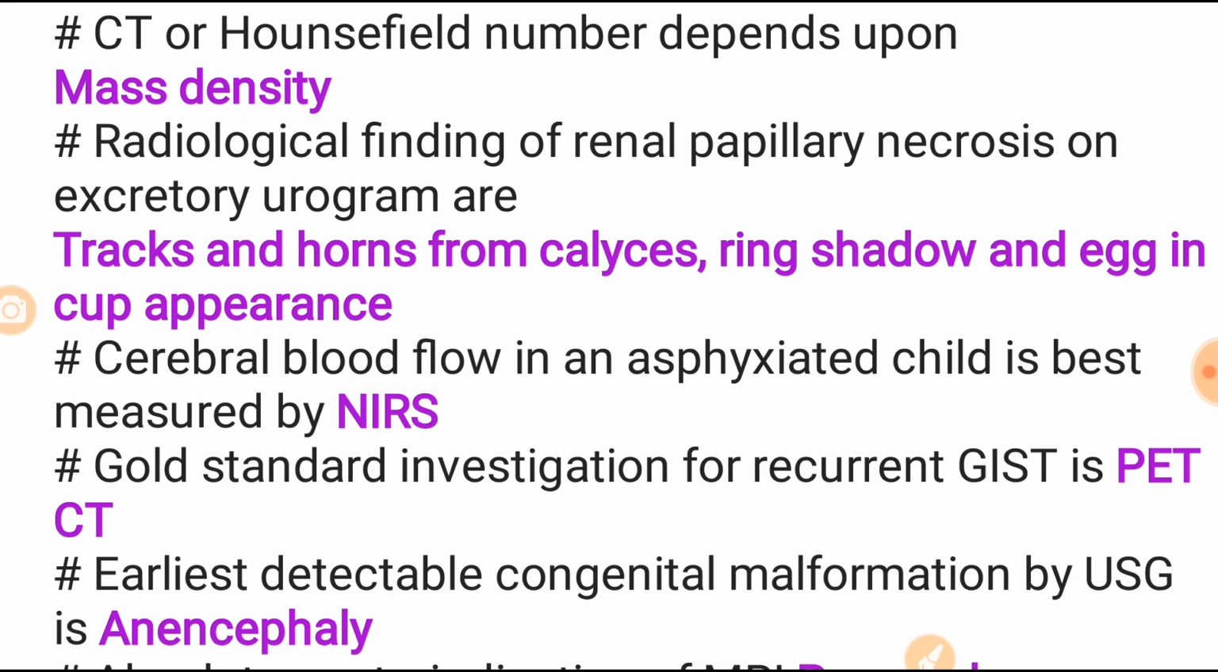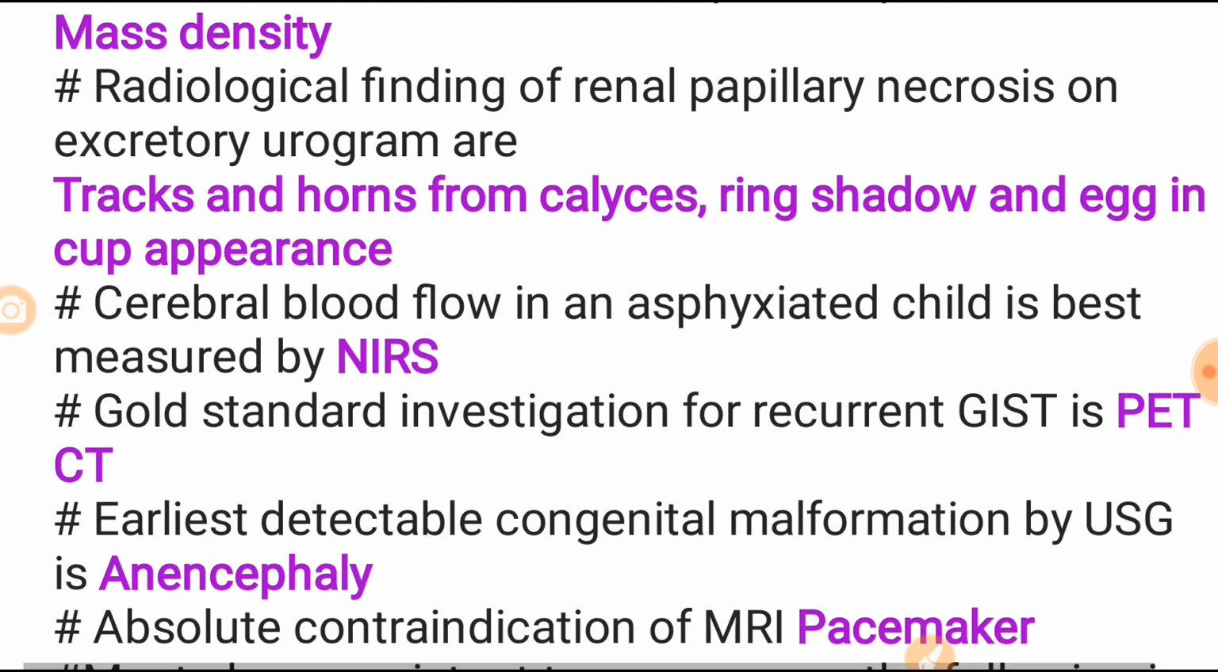Radiological finding of renal papillary necrosis on excretory urogram: here the tracks and horns from the calyces, ring shadow, and egg in cup appearance are the radiological findings of renal papillary necrosis.